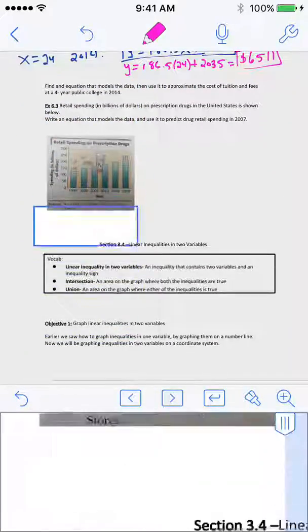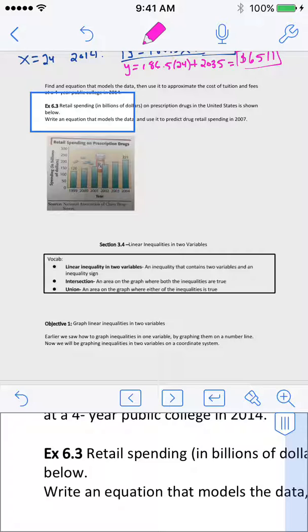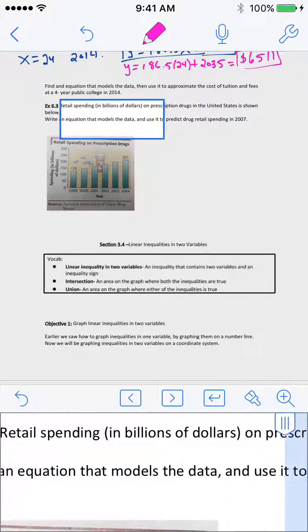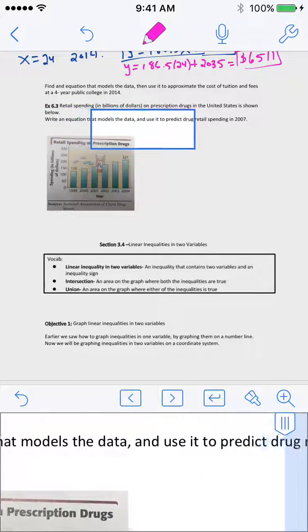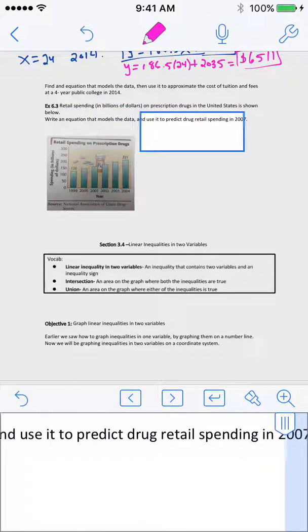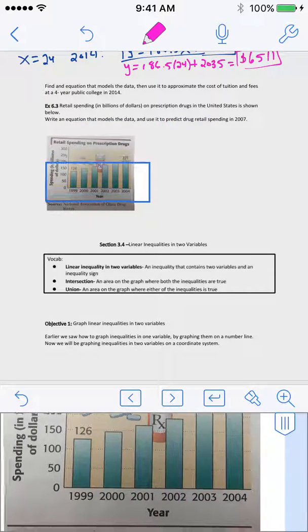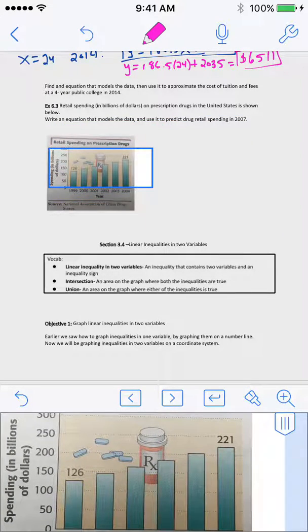Alright, let's take a look at one more. Retail spending in billions on prescription drugs in the United States is shown below. Write an equation that models the data and use it to predict drugs retail spending in 2007. So we have this bar graph here. It's not a line graph, but it's a bar graph that shows us the retail spending in prescription drugs.